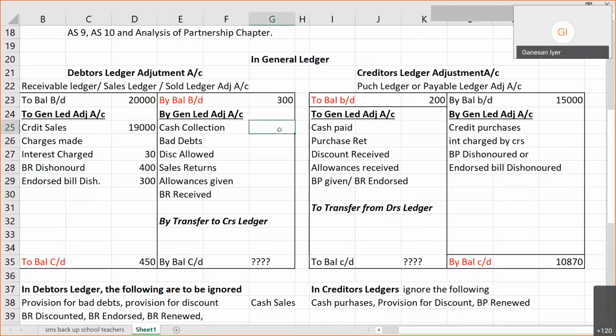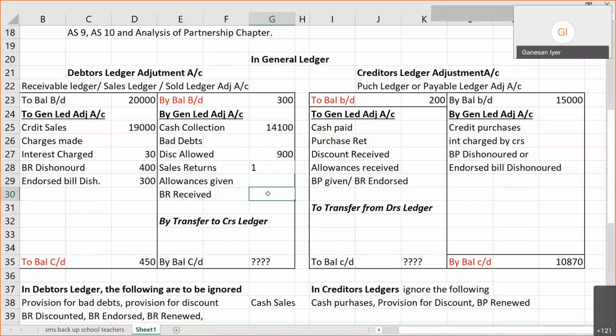Then on the credit side, what is the cash collection? 14,100. Any bad debts? No bad debts. But there is a discount allowed. Instead of 15,000, we collect only 14,100. Sales returns are not there.